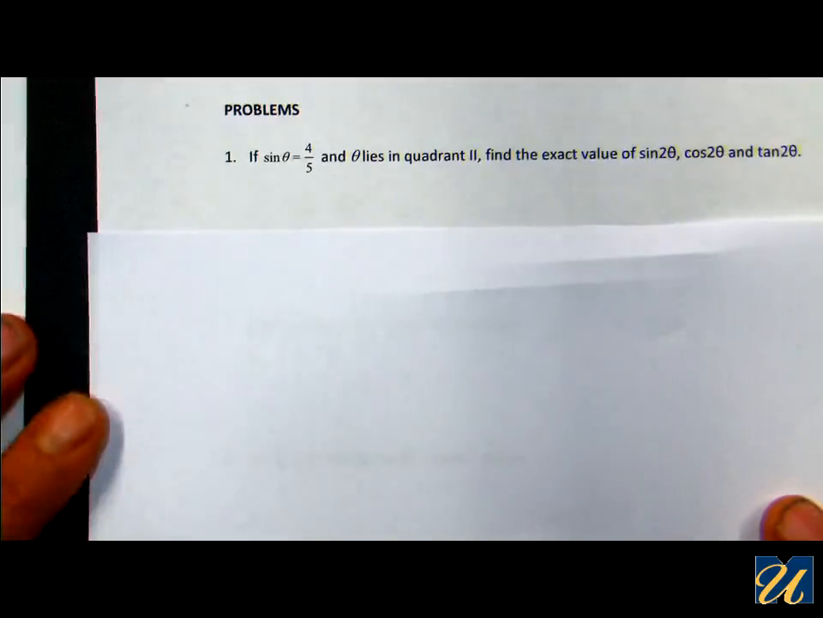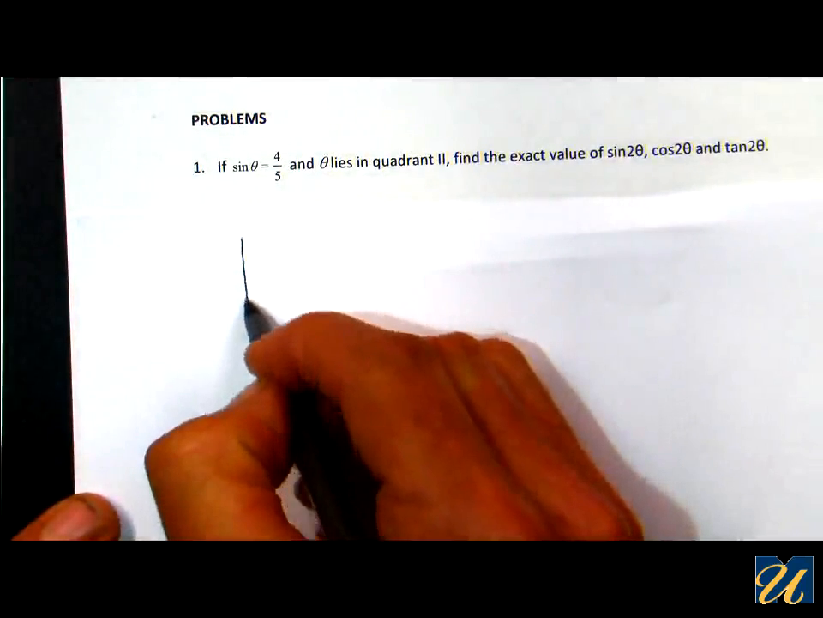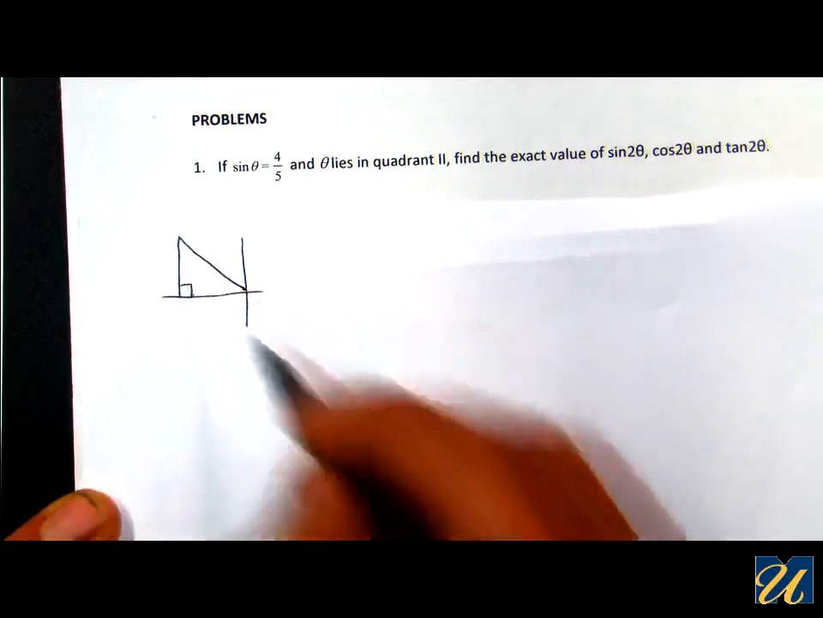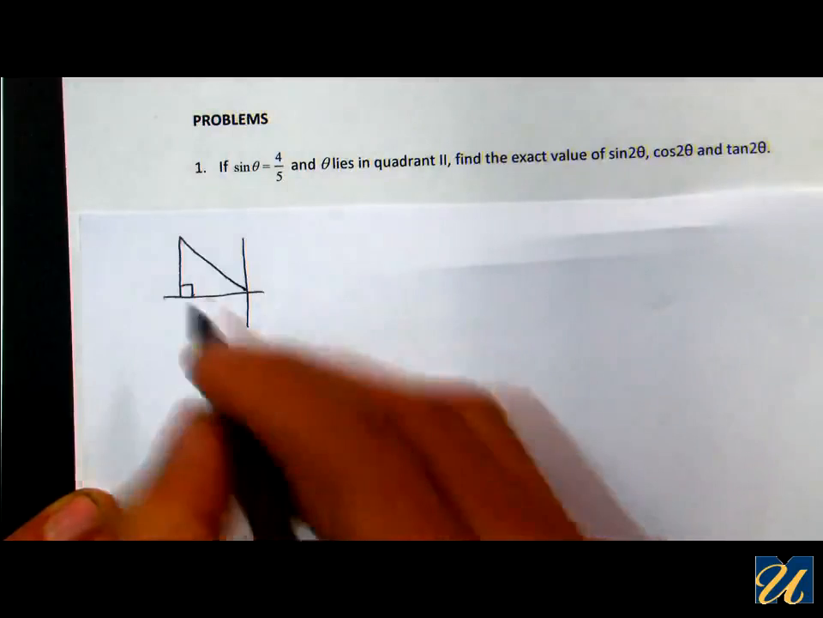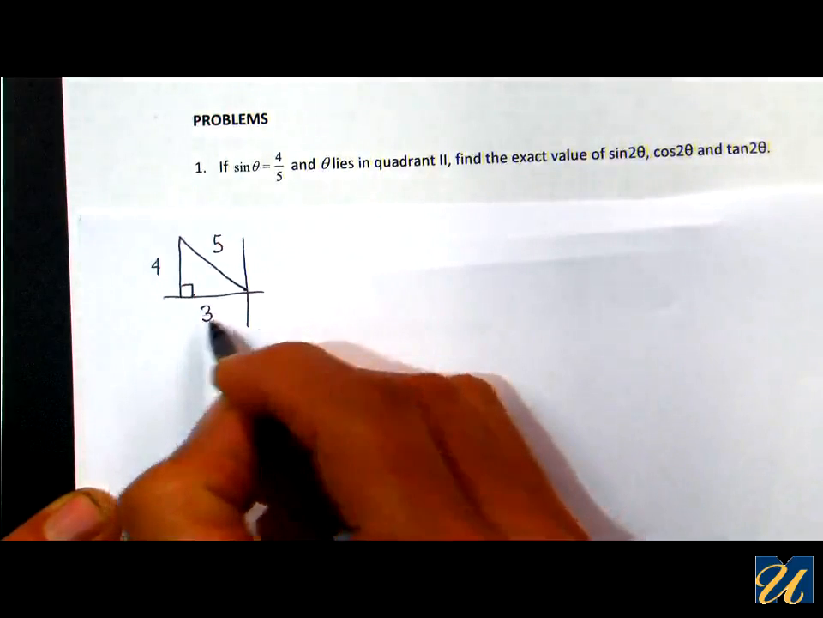In problem 1 we have sine theta is 4/5, and theta lies in quadrant 2. Stop. Let's draw that picture right there. So there is a quadrant 2 angle. The sine is the opposite over the hypotenuse, 5. By the Pythagorean theorem, we have a 3 there. It's negative since we're in quadrant 2.